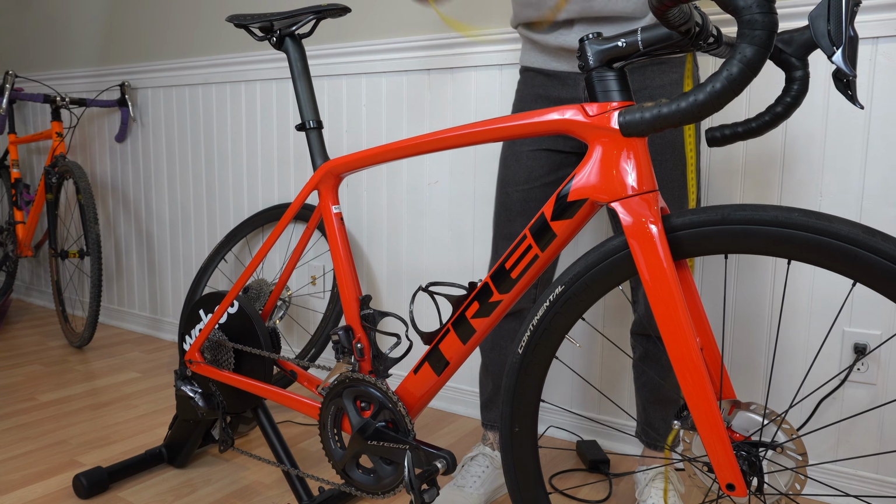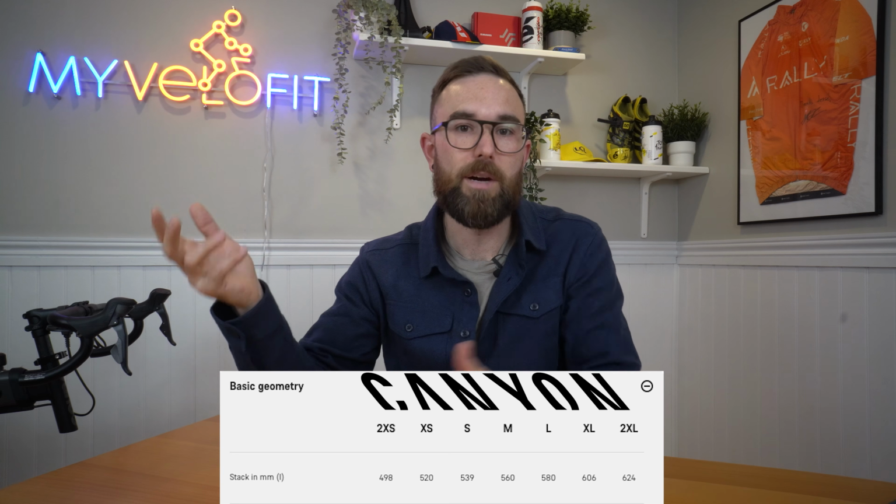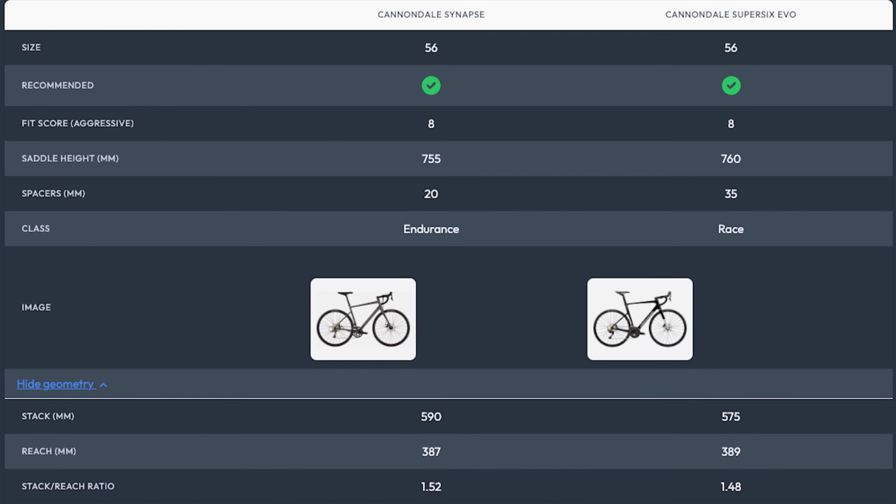So diving in, we'll start by talking about stack. Stack, also referred to as frame stack, is the vertical distance between the center of the bottom bracket and the center of the top of your head tube on the frame. This, largely speaking, determines how tall the front end of your bike is and how upright a position that bike is going to accommodate. Obviously, smaller bikes are going to have a lower stack, bigger bikes are going to have a higher stack, but you've also got variances depending on the type of bike it is. A classic example would be an endurance style road bike is going to have a higher stack than a race or an aero style road bike. So that's the description of the frame stack.